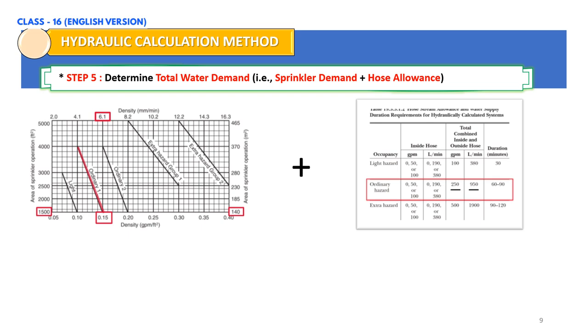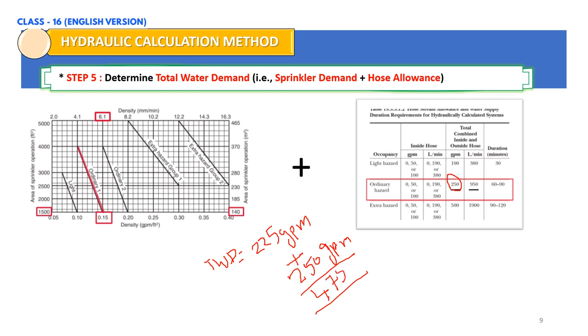So now the total water demand shall be sprinkler demand as per step 3, we got 225 GPM. Since the units are in gallons per minute, we need to consider the hose allowance in gallons per minute, that is 250 GPM. So the total water demand shall be 475 GPM.